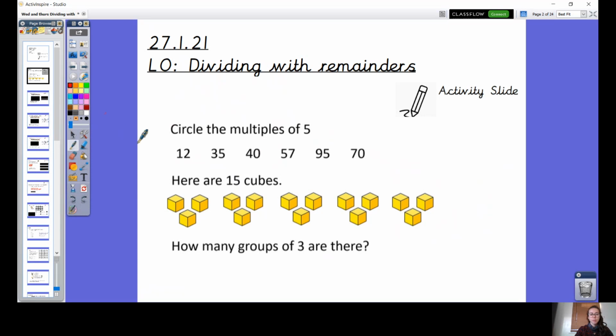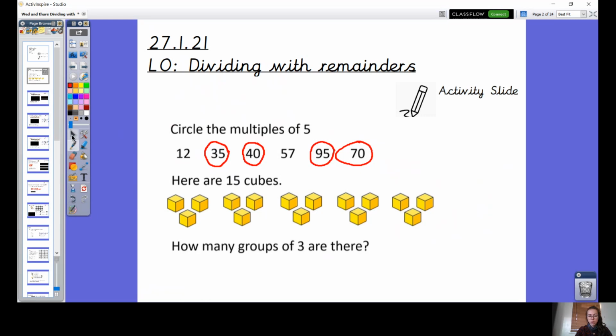Okay, our first job says circle the multiples of 5. Now, you might have thought about this very carefully. Multiples of 5 always end in a 5 or a 0. So straight away, I know that 35 is a multiple of 5. I know that 40 is a multiple of 5, because they both end in 5s and 0s. Oh, 57 is not. 95 is, and 70 is. So tick them if you got those correct.